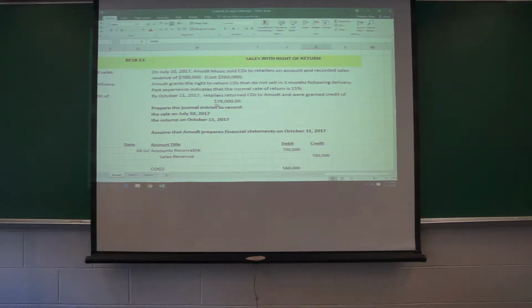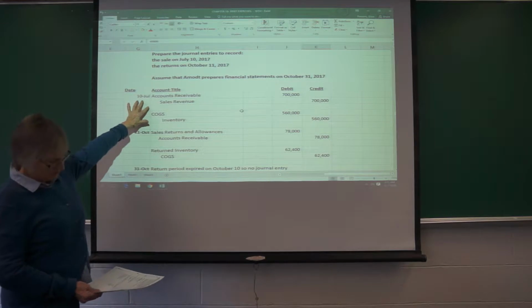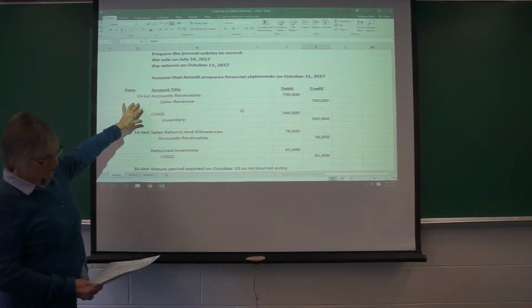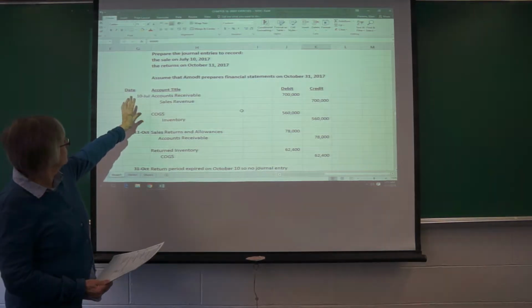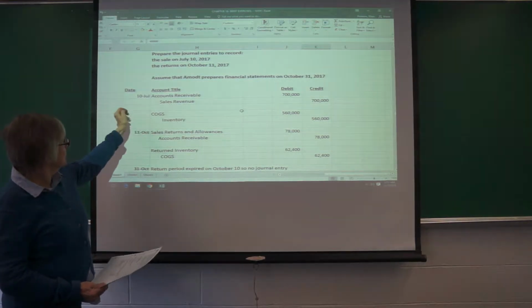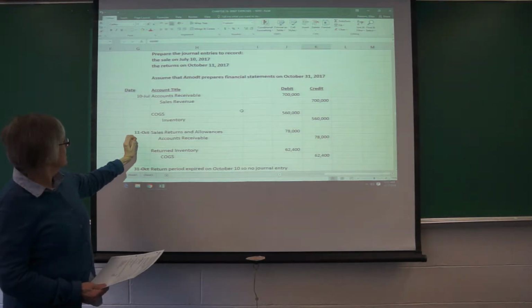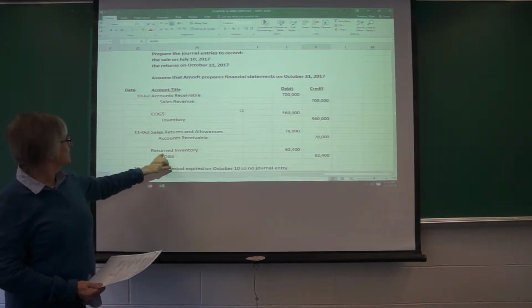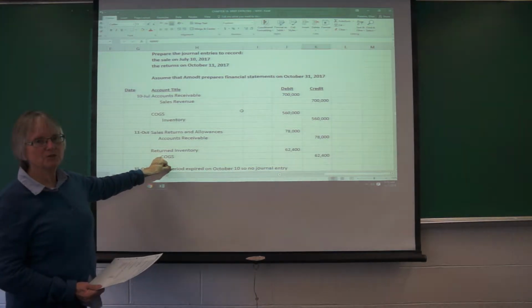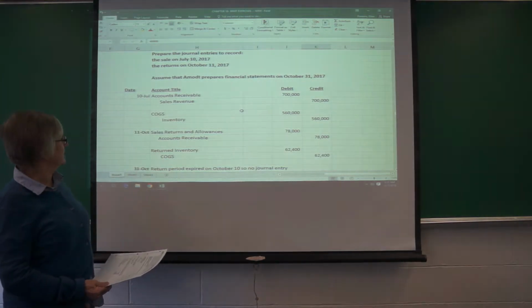There's nothing new here. We booked the accounts receivable on the sale and the sales revenue on July 10th. That's when they said they had recorded it. Cost of goods sold, inventory. October 11th, you've got some sales returns and allowances. And the only really different thing here is that with the new revenue recognition standard, they want you to put any returns into a returned inventory account rather than just your old inventory account.